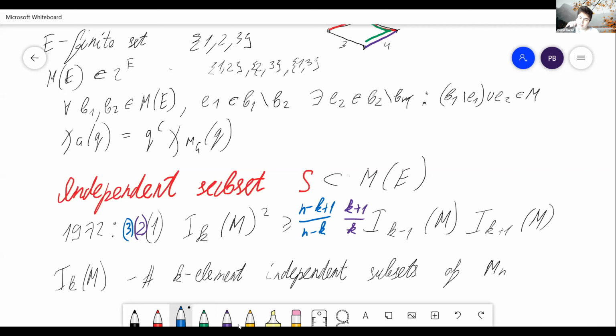This looks strange because if we have a fixed set, a given set, M of E, then the number of subsets consisting of a given number of elements depends only on the number of elements in M of E. It is C sub K and something like this.